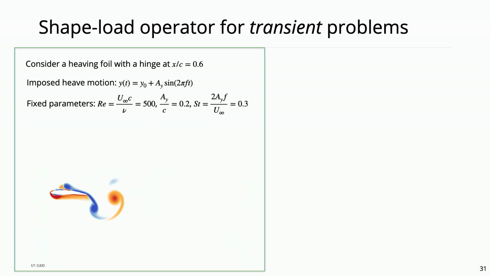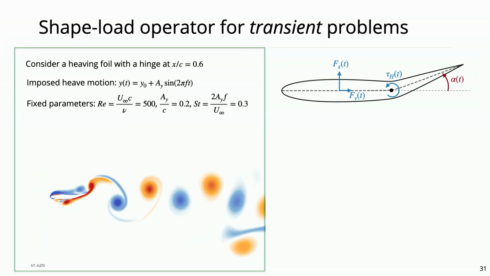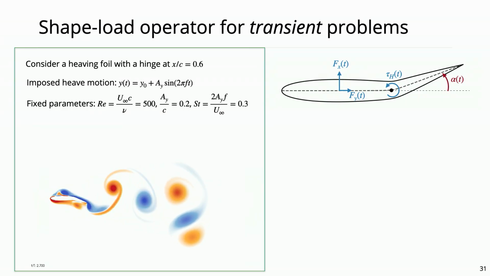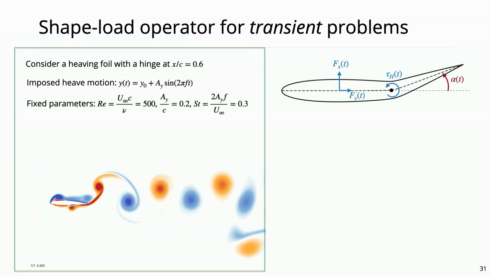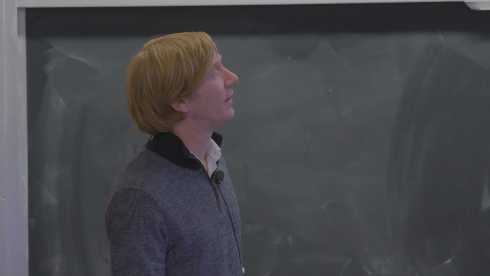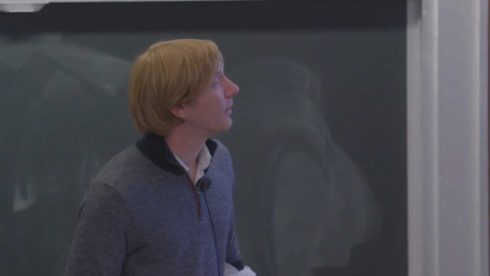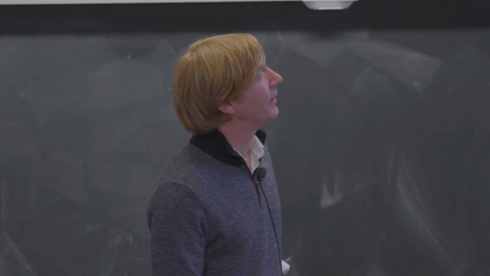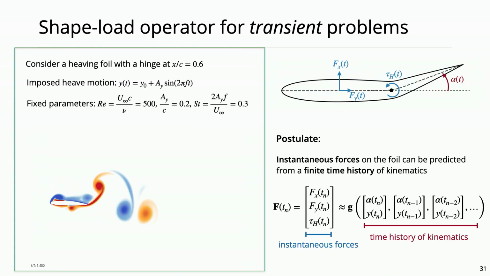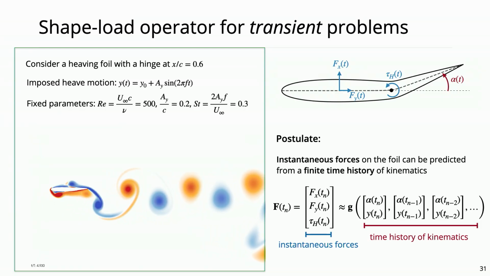The parameters that are fixed are the Reynolds number of the flow, the amplitude of the heave motion, and the Strouhal number. From a rigid-body or force perspective, the only things relevant here are that the shape is described by this angle, which varies over time, and the relevant forces are the torque from the hydrodynamics on this hinge, as well as the lift and the drag force on this body. What we want to achieve now is to find out if we can learn a surrogate model that predicts these three forces, the two forces and the torque, given a time history of the kinematics of both the hinge and the heave together, right?